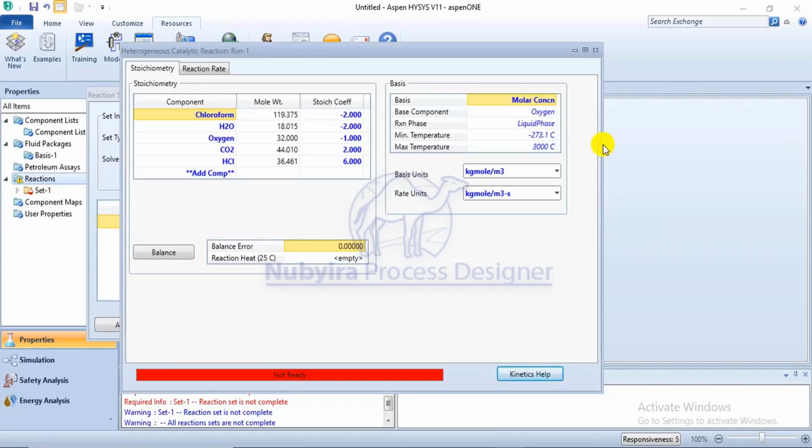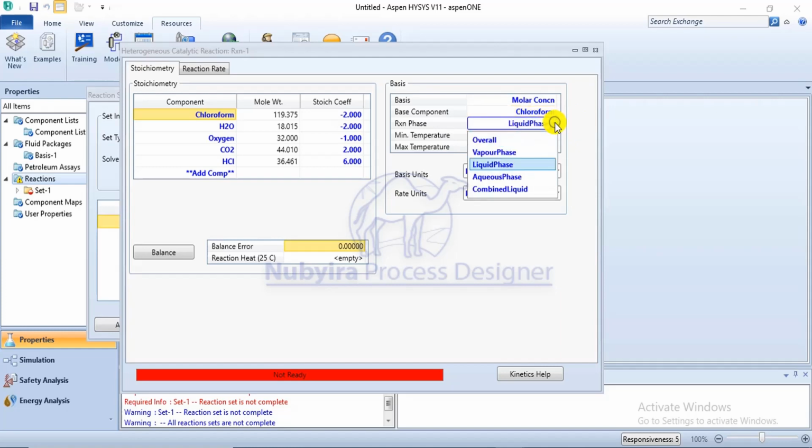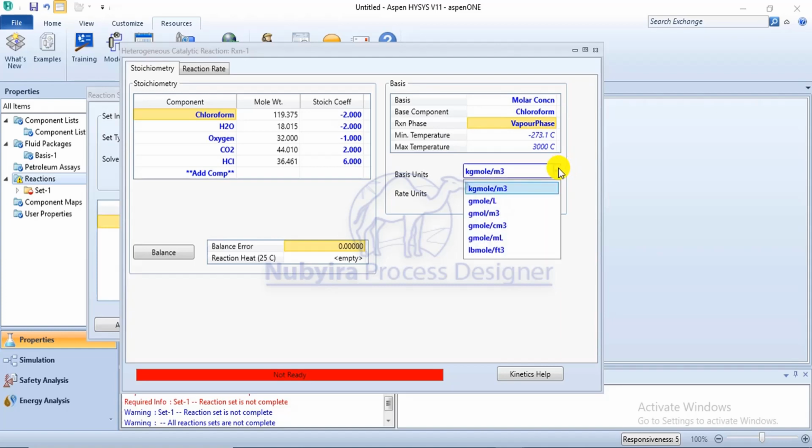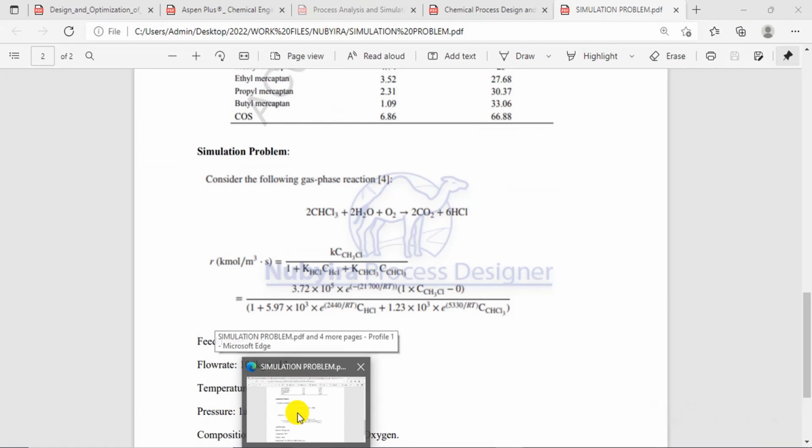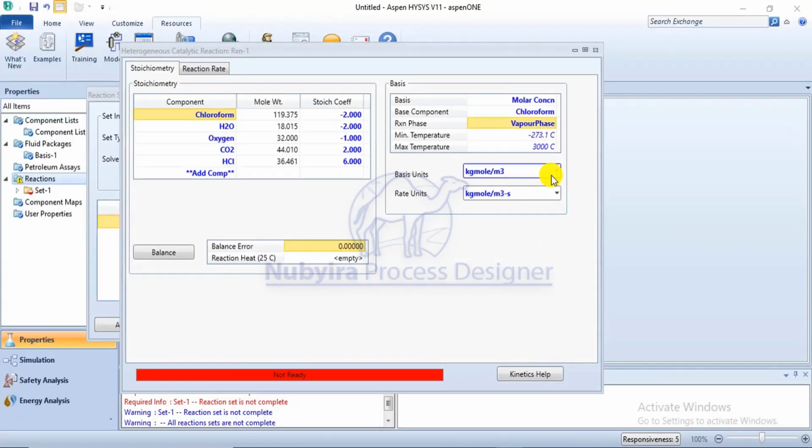Then for the base component, I'll use chloroform. The reaction phase is vapor phase. Then for base units, what are we using? Okay, we'll leave it at kgmol per meter cube, right? Then for rate units, let me confirm that one. Okay, yes, it's kgmol per meter cube second, right? So we have fully specified this section.